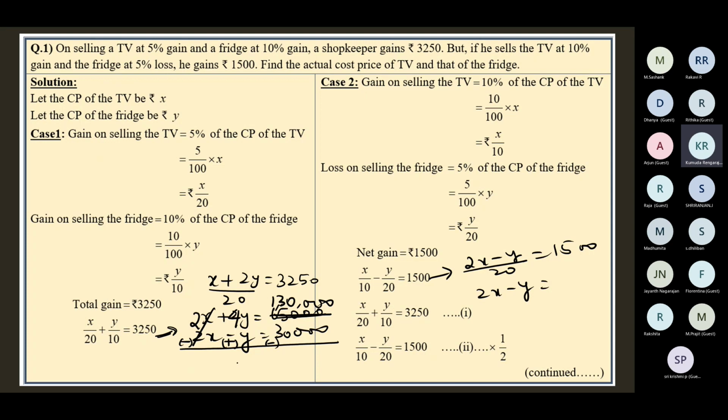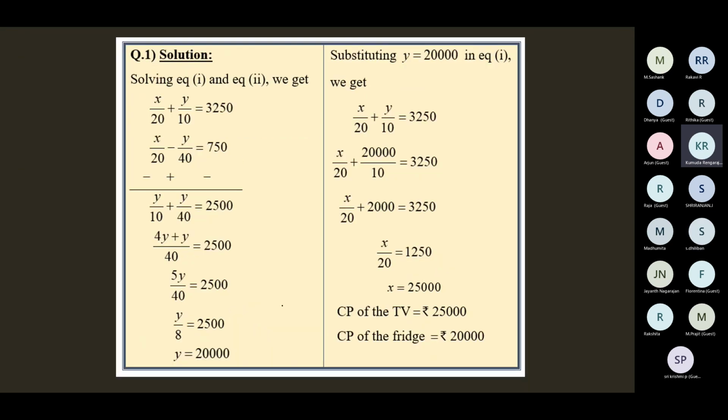Then tell me what is the simplified form? 5y equals 1 lakh. What are you subtracting here? 1,30,000 minus 30,000 is 1 lakh. 5y is equal to 1 lakh. So y is equal to 1 lakh by 5, which is 20,000. And that's what you got here. Y, see here, 20,000.